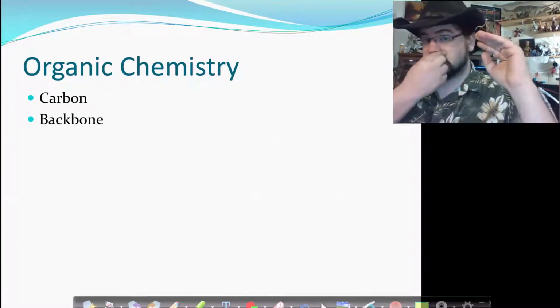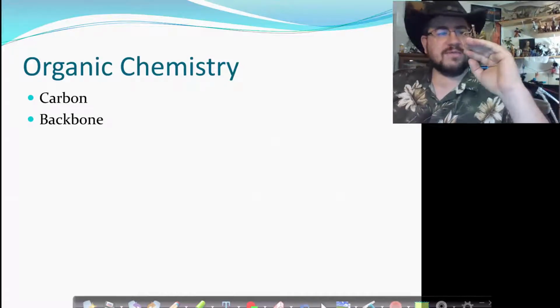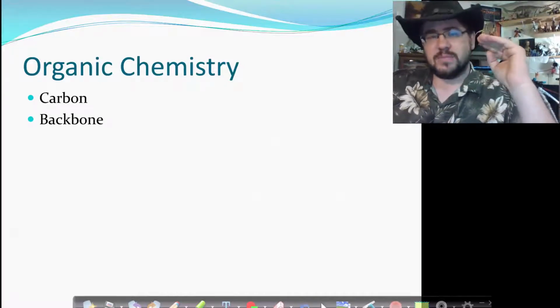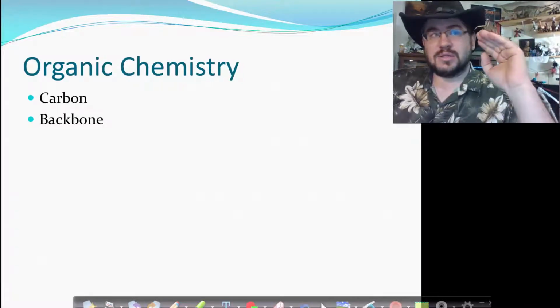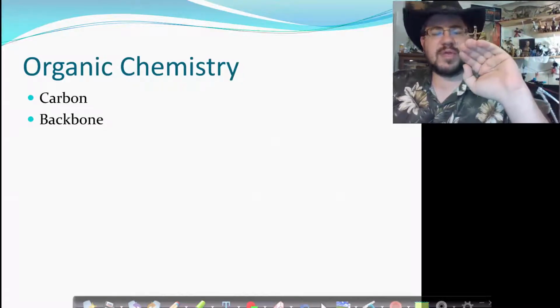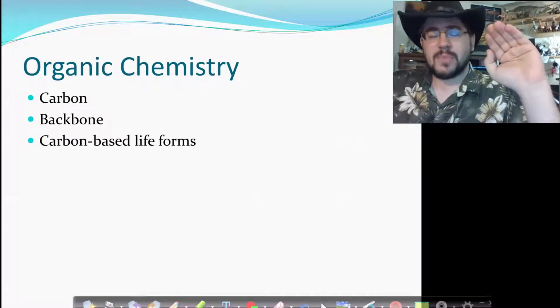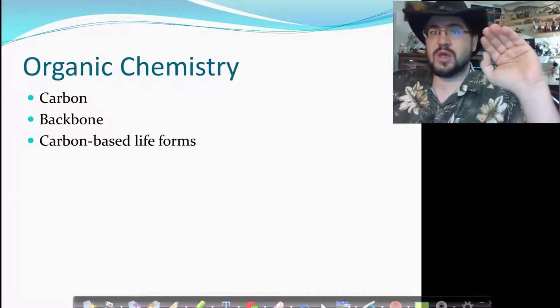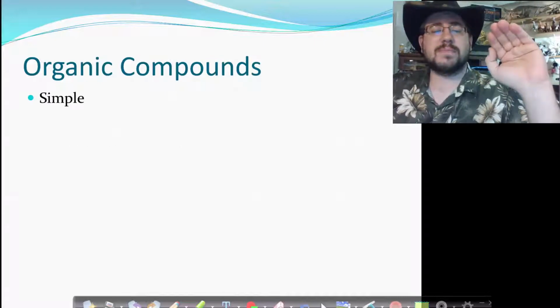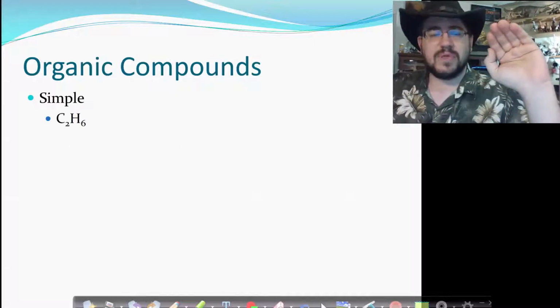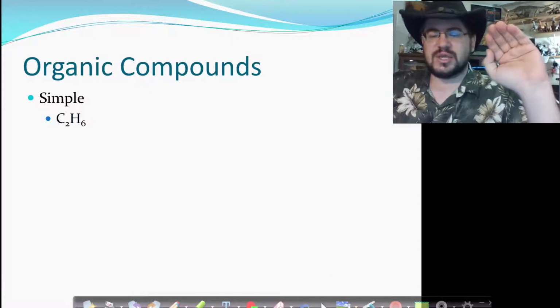Carbon is, of course, considered the backbone of all life on Earth. And we'll talk a little bit about why it is so versatile and so capable of providing all the chemicals required for life. But needless to say, we are carbon-based life forms. So let's get right into organic compounds. They can be very simple. C2H6 is an organic compound.